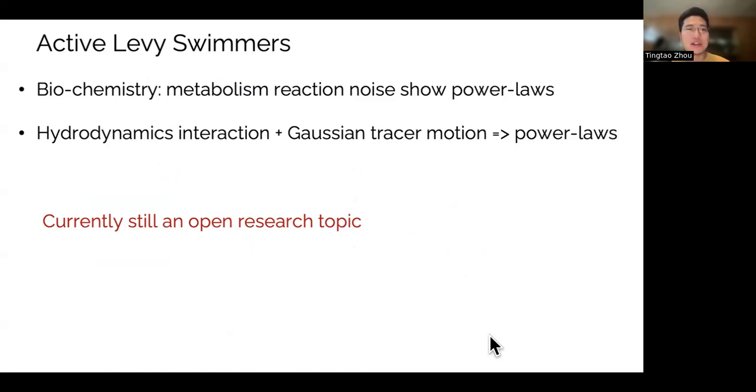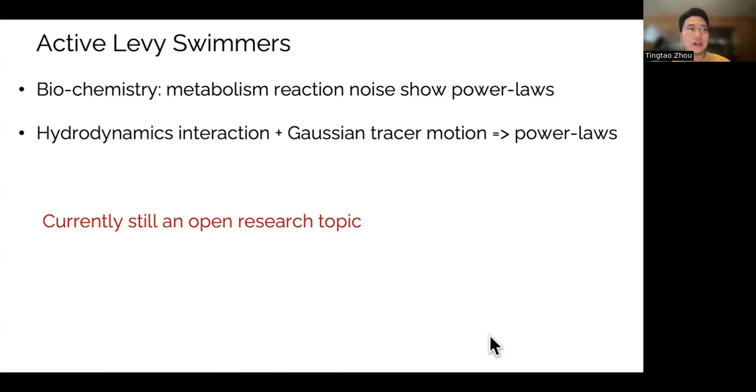first I would like to discuss very briefly some potential mechanisms that lead to this behavior, right? So mainly there are two things that we are aware of. The first one, of course, is from the biochemistry of these bacteria, because a lot of recent studies have shown that the metabolic system is very complicated, and the reaction noise actually shows some power-law distribution. So that's likely a mechanism that drives bacteria motion to be also power-law.